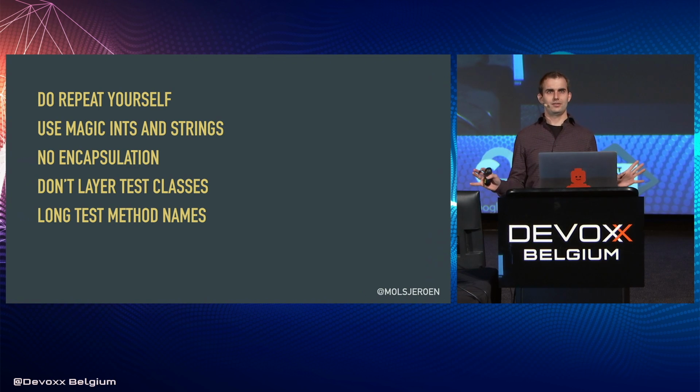Now, let's summarize this. Tests actually follow different rules than production code. It's totally fine to repeat yourself. You should actually. Magic numbers and strings, embrace them. Encapsulation isn't required at all. You shouldn't layer your test classes. Long method names are perfectly fine. All of this, which are generally considered to be good principles for code, they don't apply for tests.